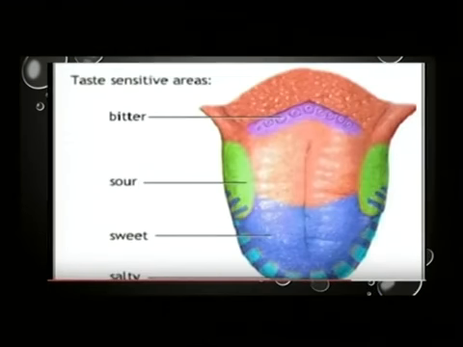So these are the taste sensitive areas. They are present on the tongue. So bitter.